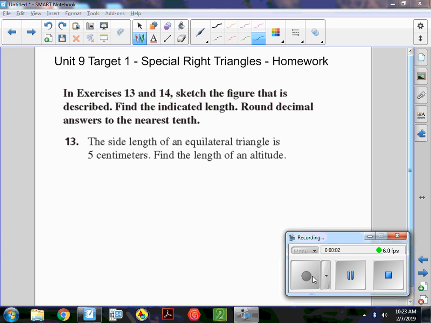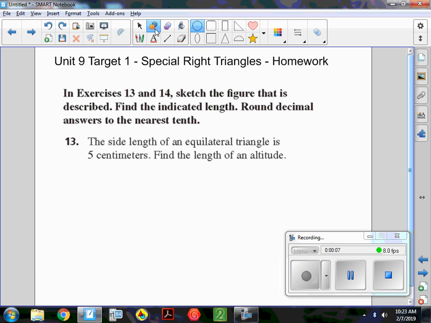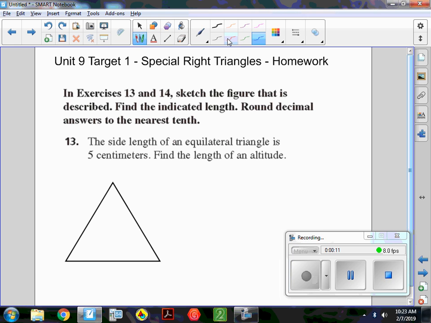Okay, number 13 says to sketch the figure. The side length of an equilateral triangle is 5 centimeters. So I need an equilateral triangle. Side length is 5 centimeters. Find the length of the altitude, or an altitude.